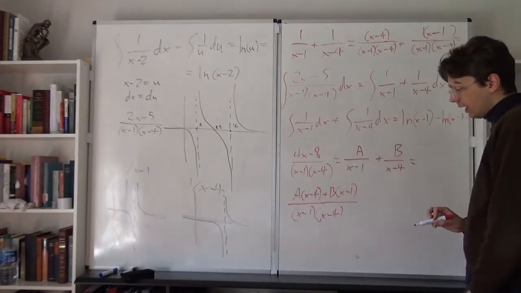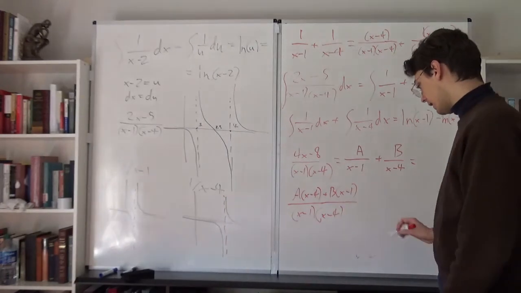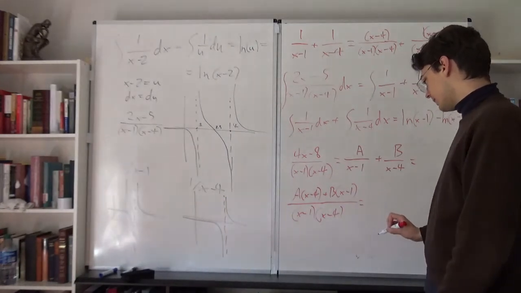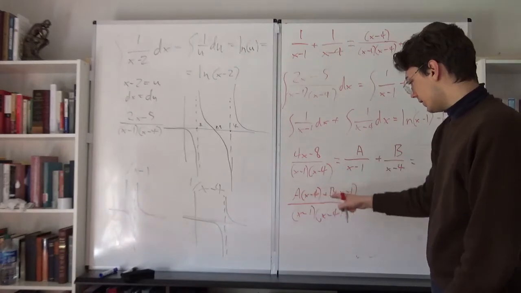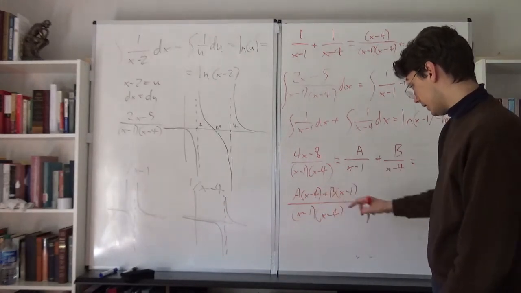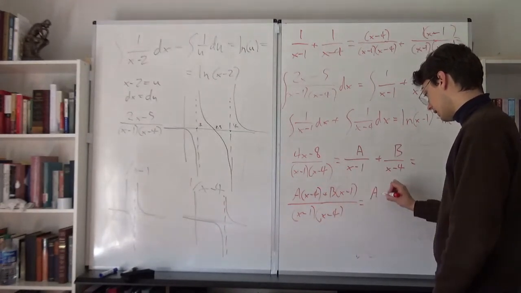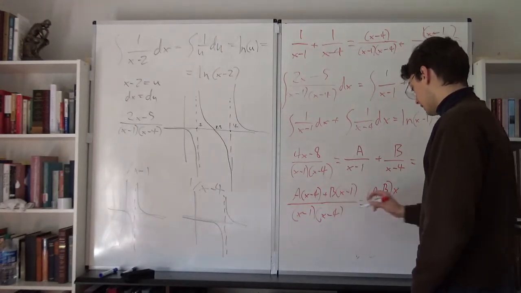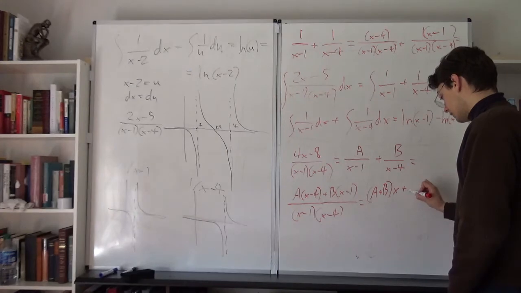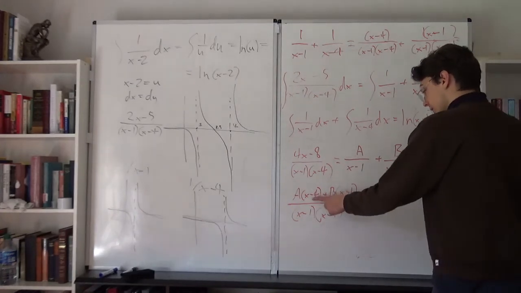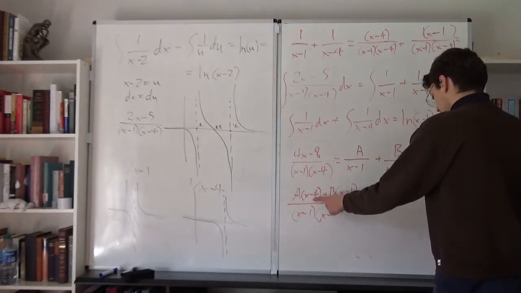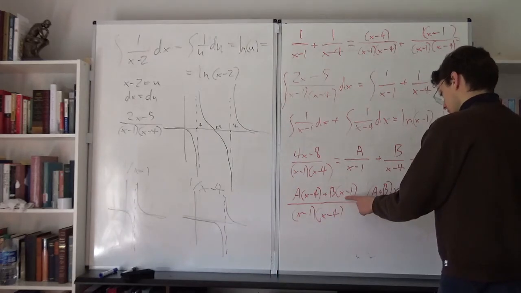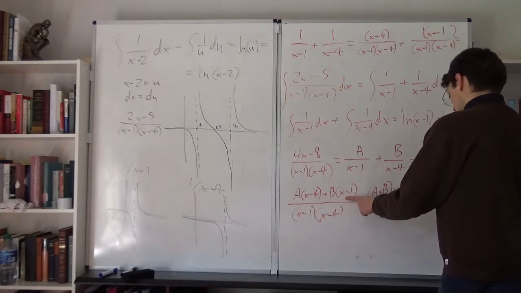Okay, and then we rewrite this. How about instead of having all the a's together, I get all the x's together? So let's do it like a plus b times x, and then plus, let's see, negative 4a minus b.